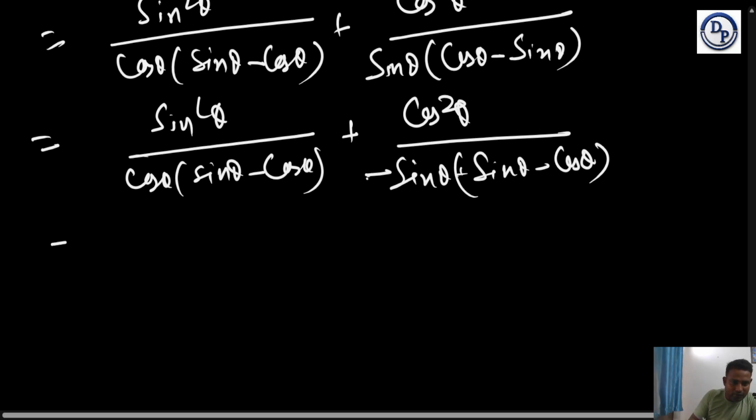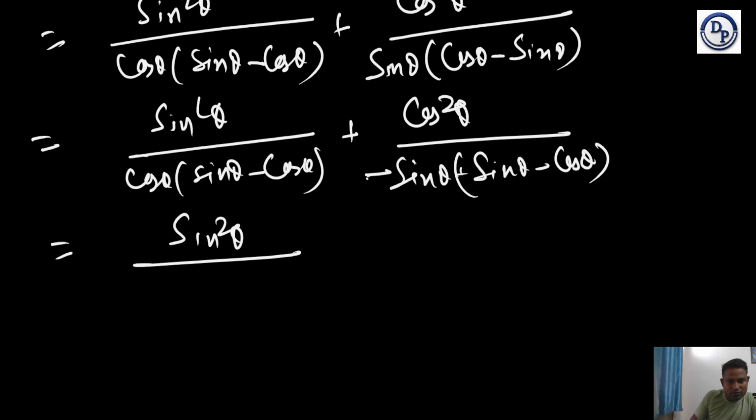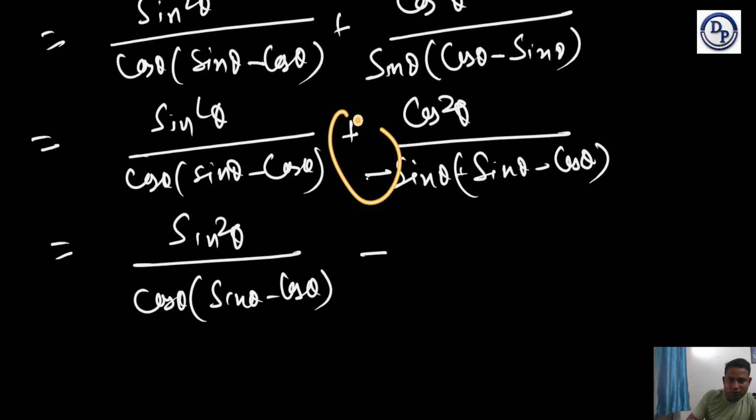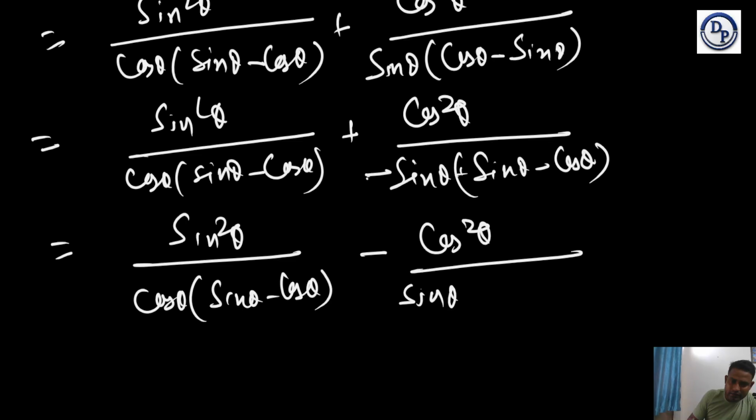Now in the next step, write as sin square theta. This is cos theta times sin theta minus cos theta. We get plus minus minus. This plus into minus gives us minus. We are left with cos square theta divided by sin theta, and this becomes sin theta minus cos theta.